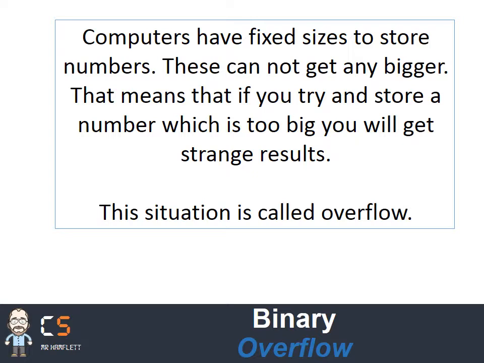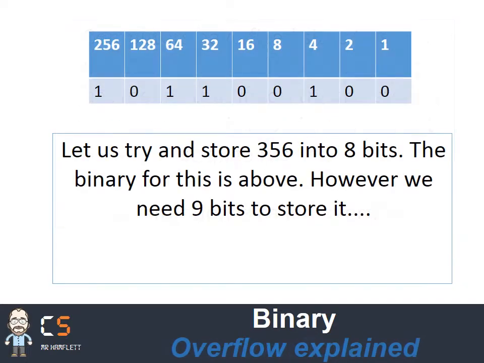When you have 8 bits, there's only so many numbers you can fit in. We call it fixed size. These can't get any bigger. So if I try and store something that's bigger than I can store in 8 bits or 16 bits, whatever happens to be, we're going to get strange results. We call this situation overflow. So I'll give you an example. Let's say I'm trying to store the number 356 into 8 bits. The problem with that is I'm going to need an extra bit at the end. I need 9 bits to store that number, not 8.